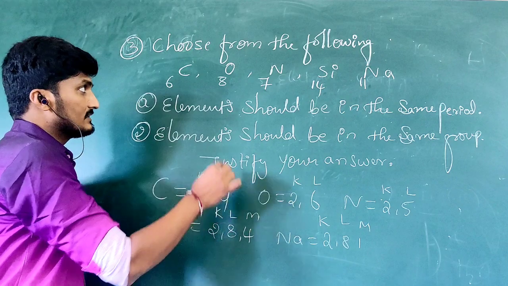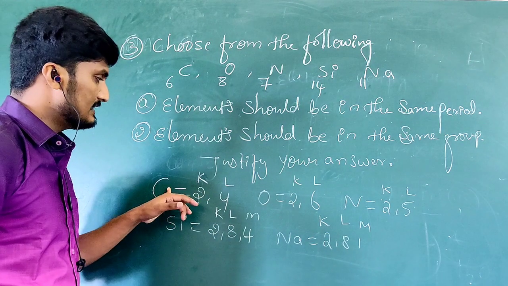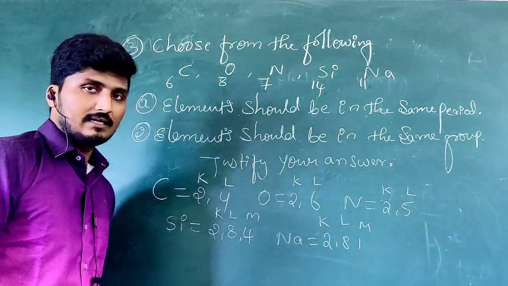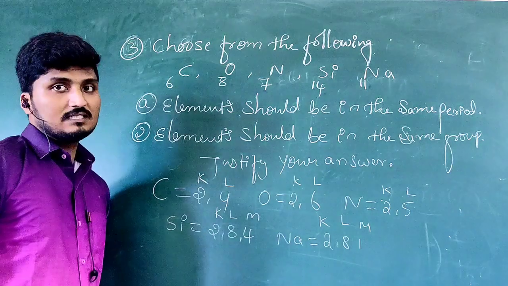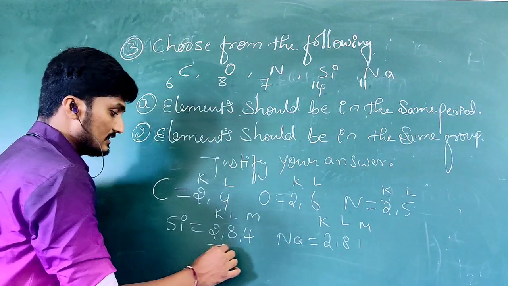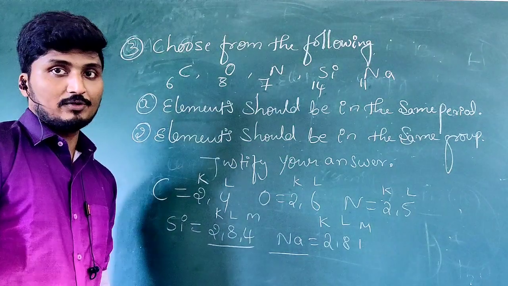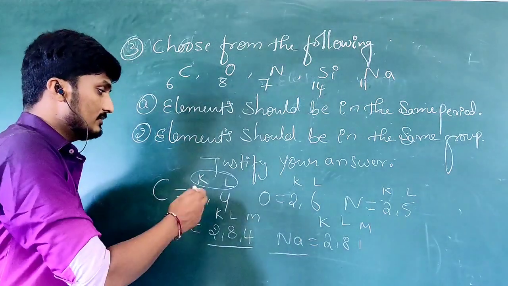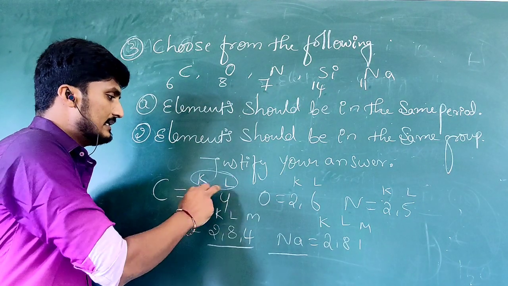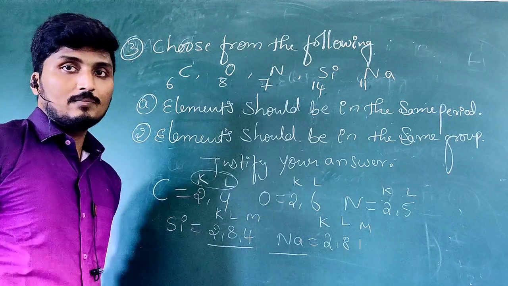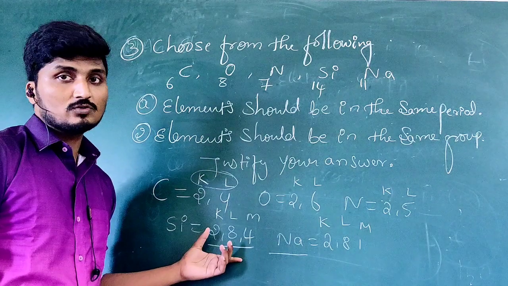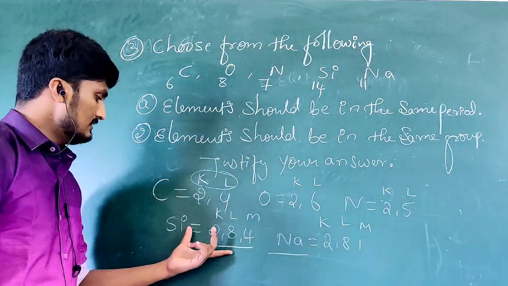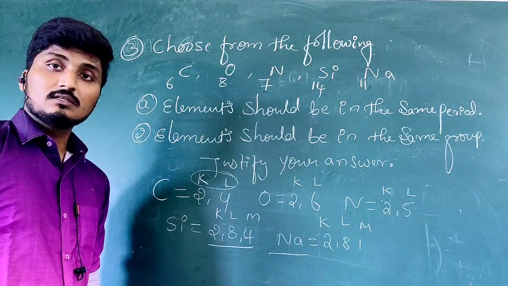Out of these 5 elements they have given, carbon is having 2 shells, that is K and L. Oxygen is also having K and L, and nitrogen is also having K and L. So these 3 elements belong to the same period. And silicon and sodium belong to the same period. Here it is having 2 shells and here it is having 3 shells. If the element is having 2 shells, then that element belongs to the second period. If 3 shells are there, then it belongs to the third period. So carbon, oxygen and nitrogen belong to the second period, and silicon and sodium belong to the third period.